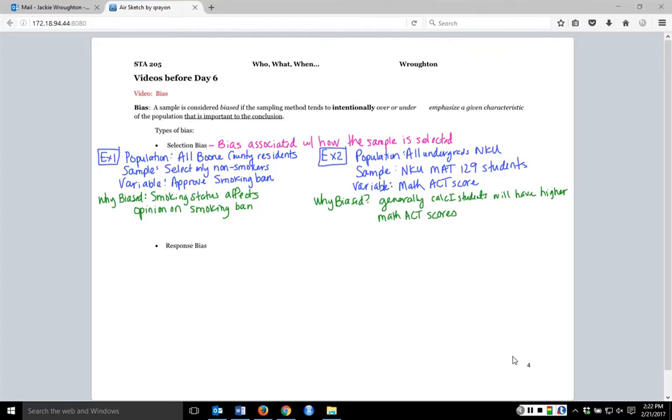Alright, so now let's look at the next type of bias, what's called response bias, which is similar to how it's phrased here. So it's bias associated with the questions, actually, or the type of response.